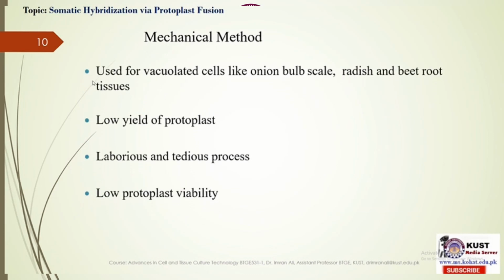The first one is, it is used for vacuolated cells like onion bulb scale, radish and beetroot tissues. So, it means that this method is limited to the cells which are larger in size. The yield of the protoplast is relatively low. The process in itself is laborious and a tedious process. The viability of the protoplast is also greatly affected by isolating the protoplast mechanically.